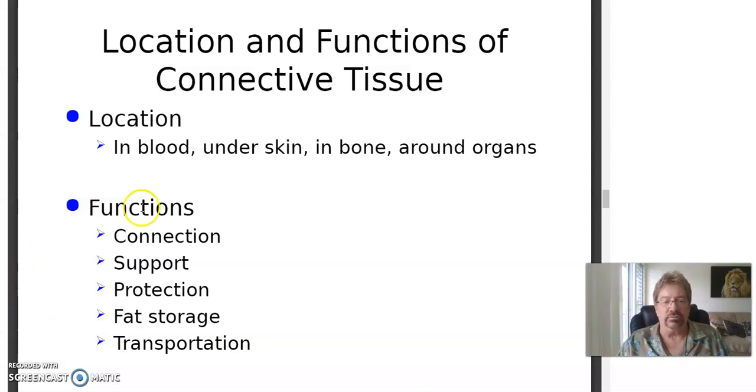Connective tissue is located in blood. Blood is a connective tissue. Now it's liquid, but it still connects parts of the body. In blood, under the skin and bone and around organs is where we find connective tissue. Functions: connection, support, protection, fat storage, transportation.